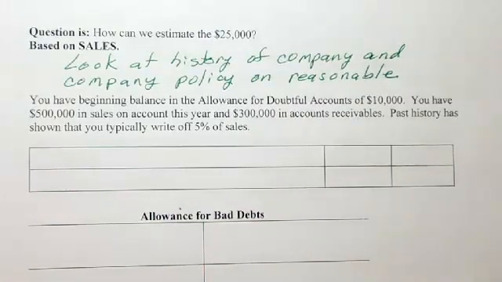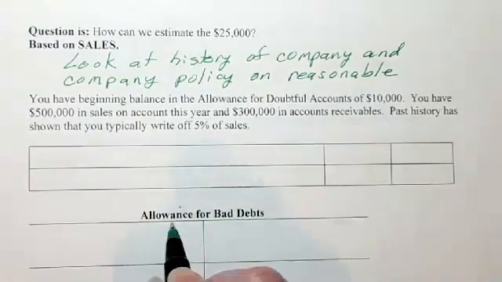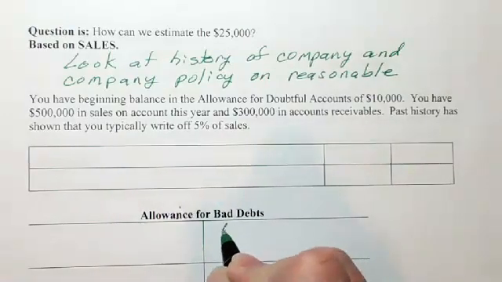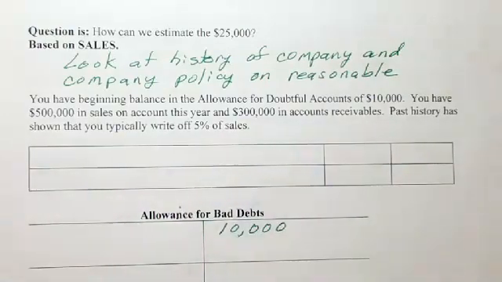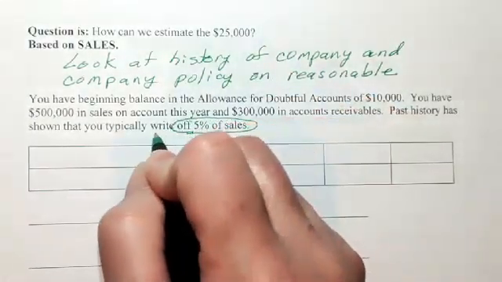Let's say that we have a beginning balance in the allowance for doubtful accounts of $10,000. I'm going to go down here to this little T account. And again, the allowance account's a contra asset. So if an asset has a debit balance, a contra asset has a credit balance. So this thing has to go over here. You have $500,000 in sales this year and $300,000 in accounts receivable. Past history says normally you have 5% of sales that you have to write off.